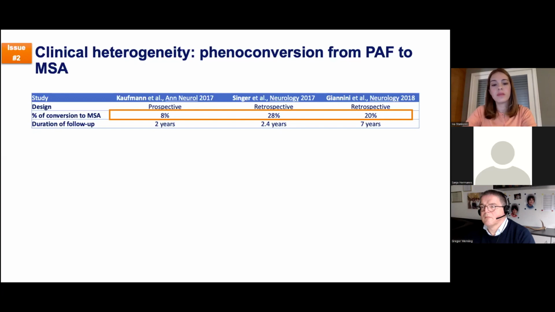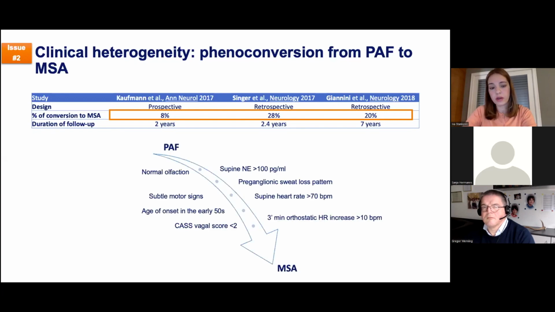In addition, risk factors for the phenoconversion of pure autonomic failure to MSA have been identified, and these are normal olfaction, subtle motor signs, age of onset in early 50s, supine norepinephrine level greater than 100 picograms per milliliter, preganglionic pattern of sweat loss, heart rate greater than 70 beats per minute in the supine position, and orthostatic heart rate increase greater than 10 beats per minute within 3 minutes of standing.